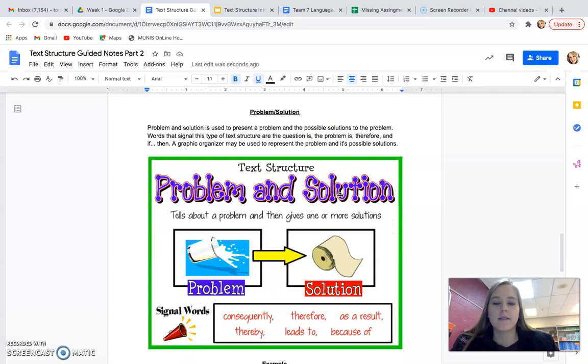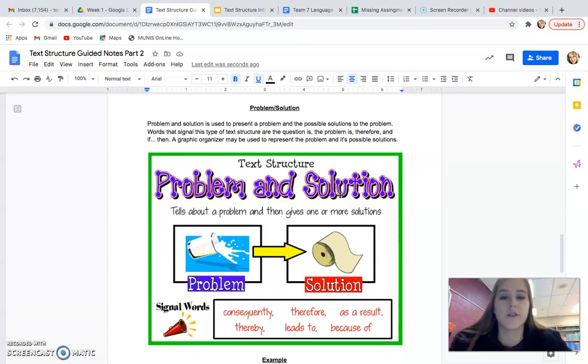The last text structure that we're talking about is problem and solution. So let's take a look at our notes up at the top. Problem and solution is used to present a problem and the possible solutions to the problem. So what's the problem, and then how can we fix the problem? Words that signal this type of text structure are the question is, the problem is, therefore, and if then.